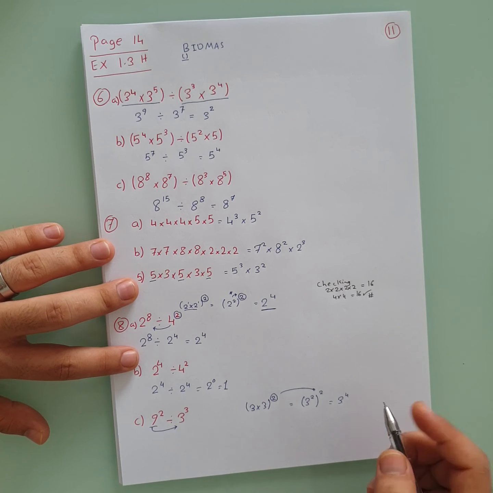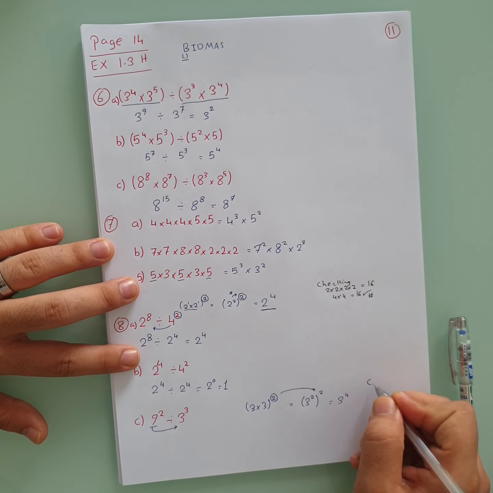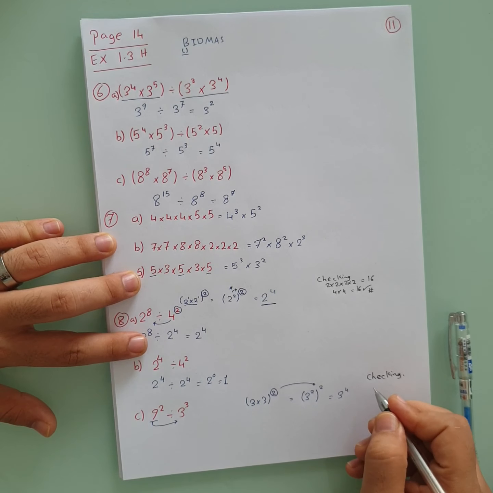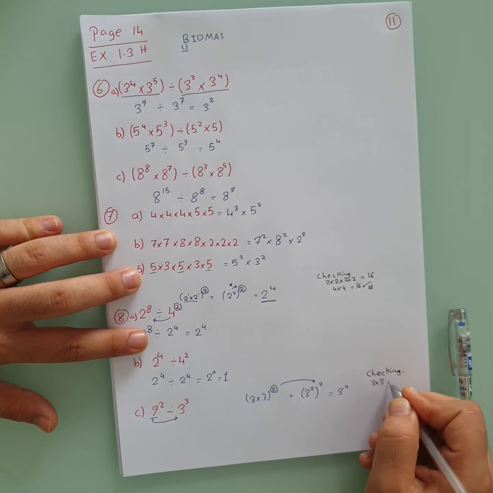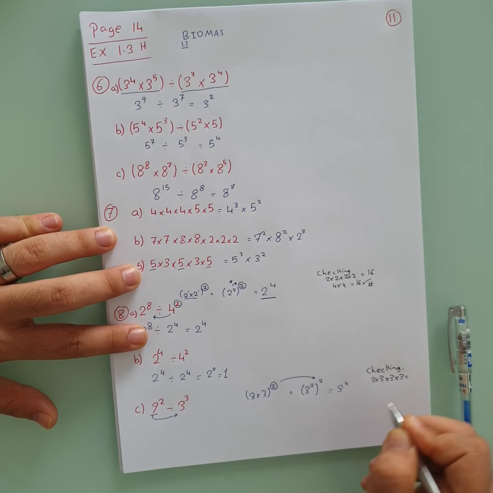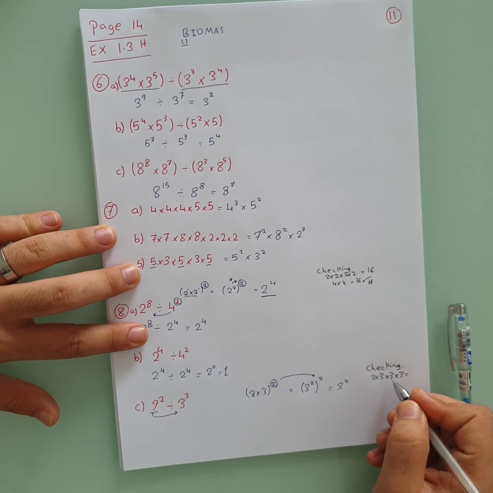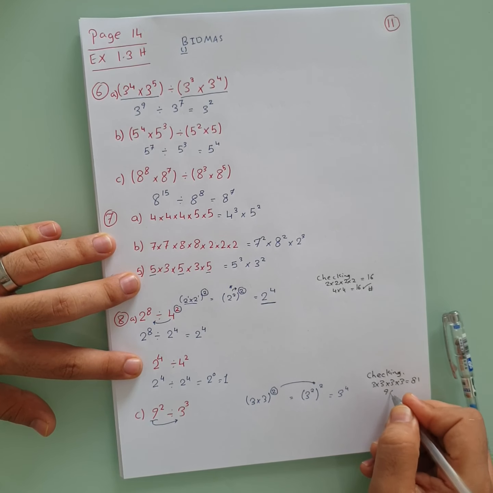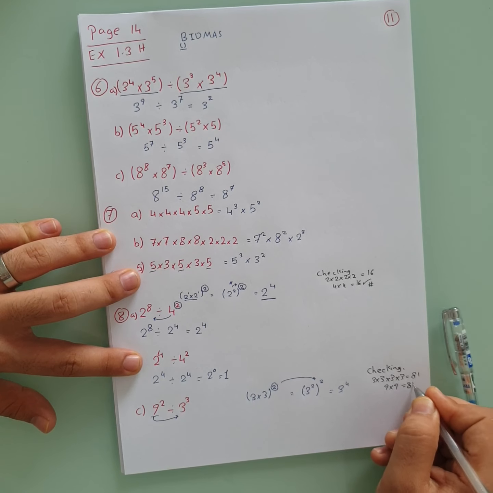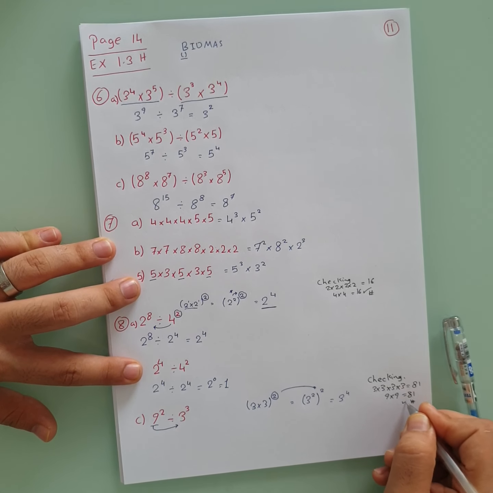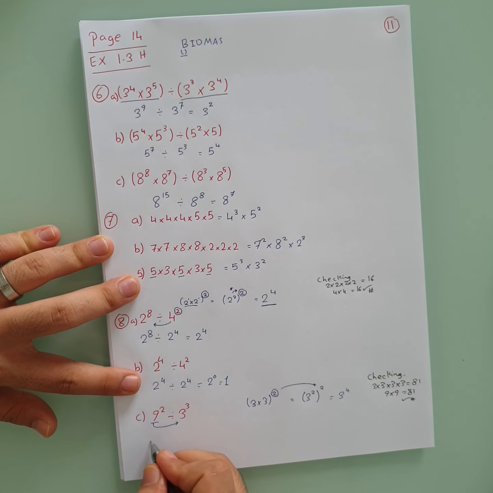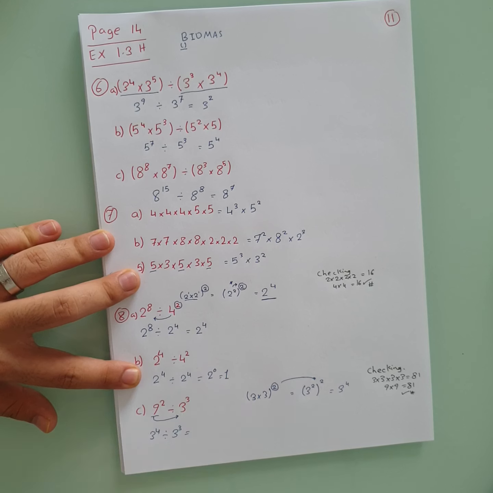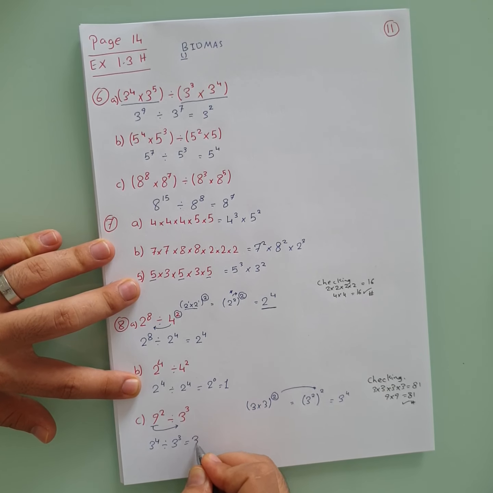Let's check it. Is it correct or not? Okay. Checking. 3 to the power of 4 is 3 times 3 times 3 times 3. So 3 times 3 is 9, times 3 is 27, times 3 is 81. 9 to the power of 2, it is 9 times 9. 9 times 9 is 81. So it is checked. So that means my answer is correct. So it's going to be 3 to the power of 4 divided by 3 to the power of 3, which is going to give me at the end 3.